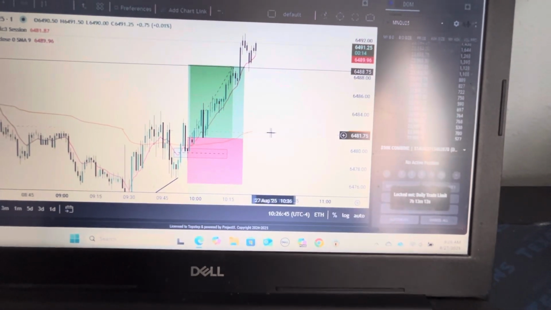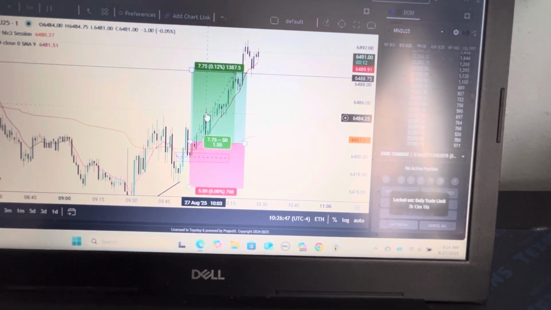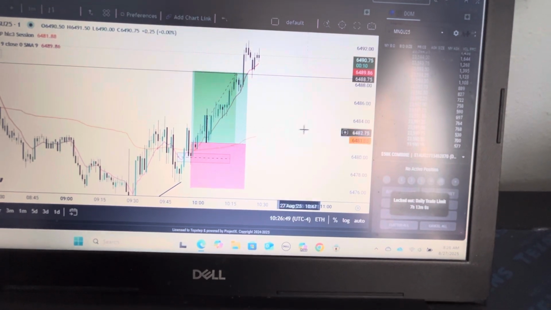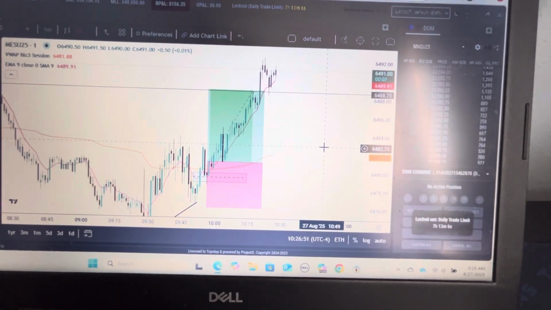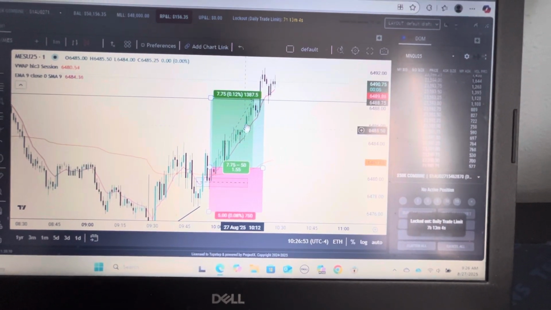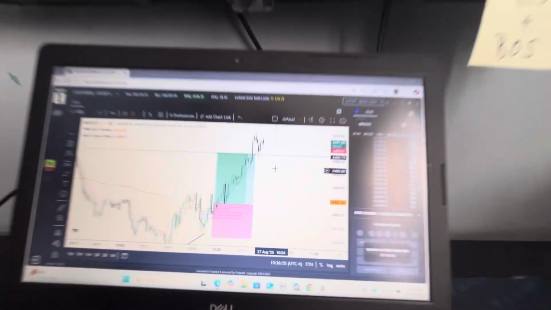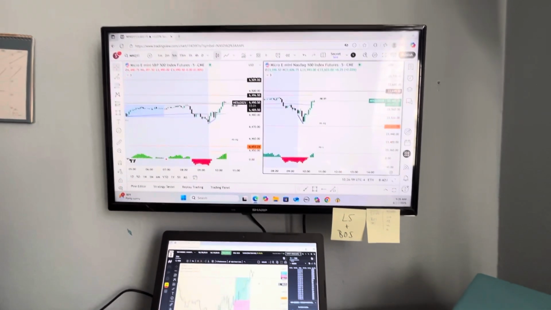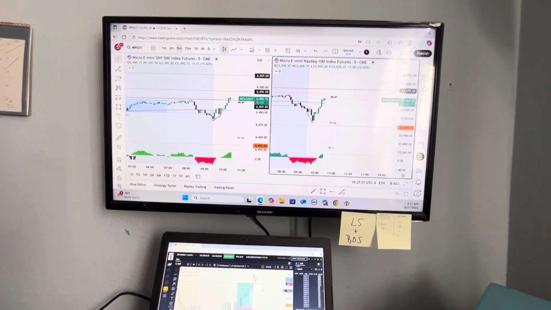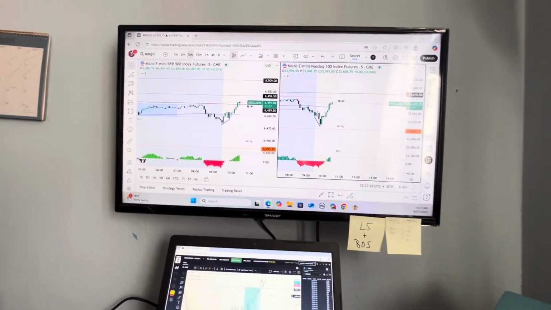Now, I did take 2 trades on this move down. It stopped me out at break even because I had moved the trade to break even a little too early. But I did get back in and hit this target. So that's the setup. And that is how I made $156 trading the S&P 500 today.